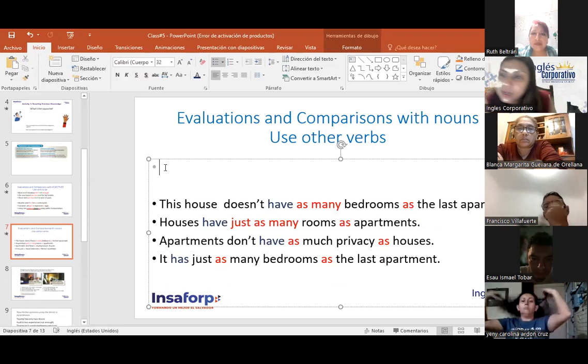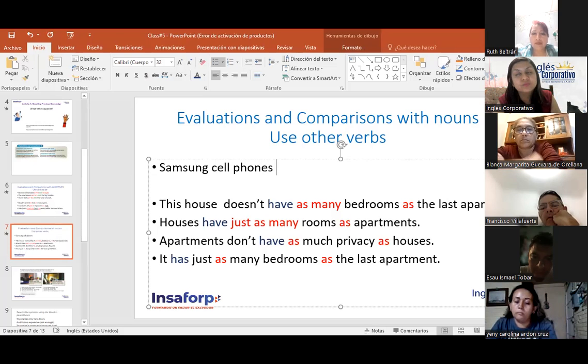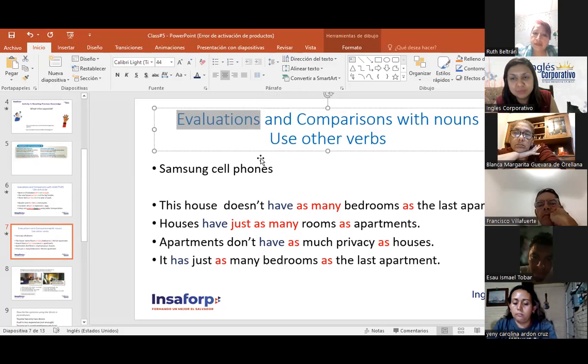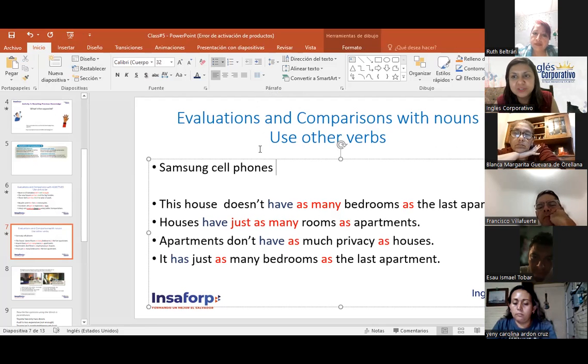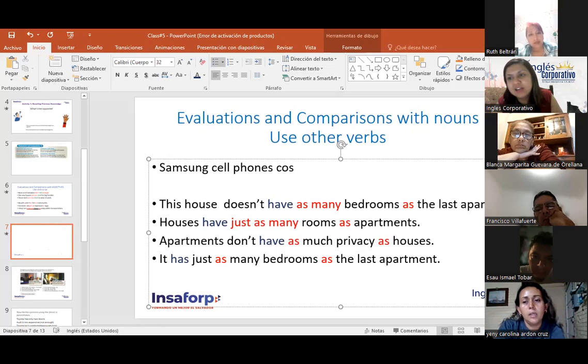Okay, let's make an evaluation of the cell phone, Samsung. Can you help me? The Samsung cell phone has better than another. Okay, in this case, we are going to make an evaluation only of the Samsung. We are not comparing. We are just making an evaluation, and with other verbs, not the verb to be. For example, I can say has a good camera. Samsung cell phones have.